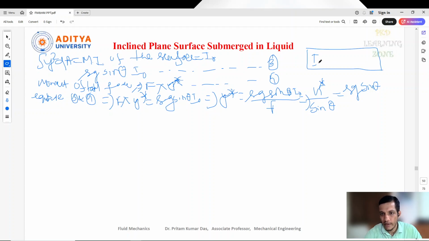That one we can write I naught equal to Ig plus A h bar square, what we got previously also. This is the equation for the moment of inertia. So just you can multiply this, Ig plus A h bar square, bracket close. Now we can write here what the value is.